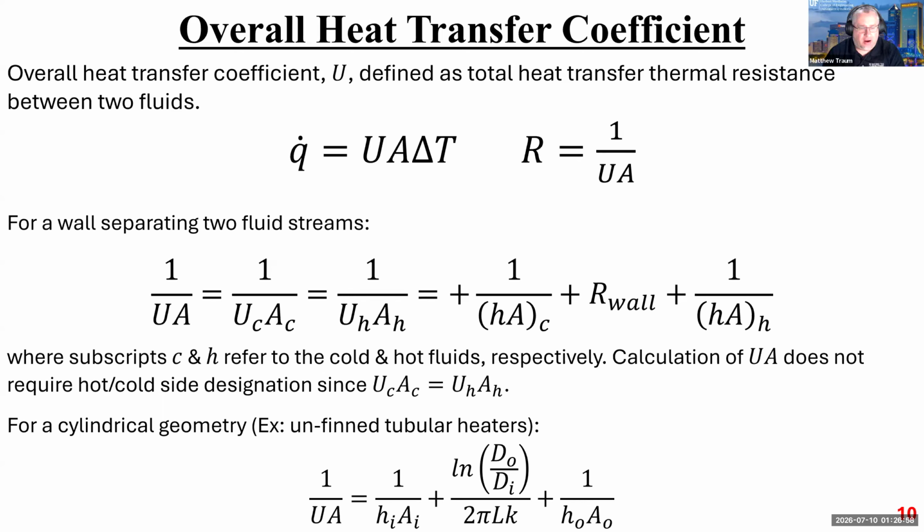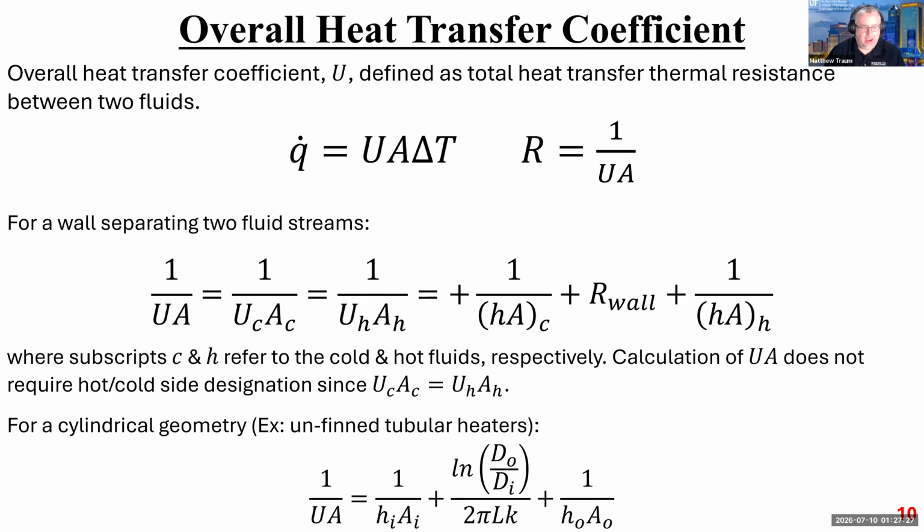Okay, so we've got our equivalent resistance 1 over HA for the cold side, our equivalent resistance 1 over HA for the hot side, all summed together with the resistance of the wall, right? And of course, the resistance of the wall is a slab, so you guys know how to deal with that. We do have some subscripts that we have to keep track of. So I think I started to mention this, but C is for the cold side and H is for the hot side. So C and H refer to cold and hot fluids respectively.